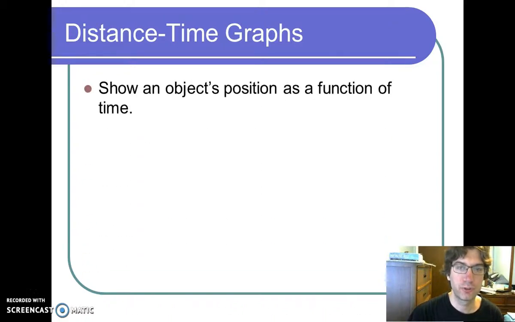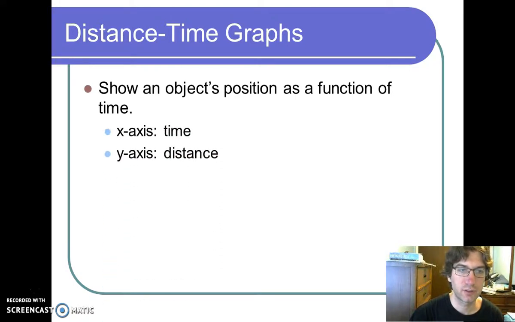These are going to show the position as a function of time. That is the function that you cover in math class. So there is going to be a big chunk of math coming your way. But yes, position as a function of time. So we are going to have two axes. Our x-axis, which is going to have time on it, and our y-axis, which is going to have distance on it.